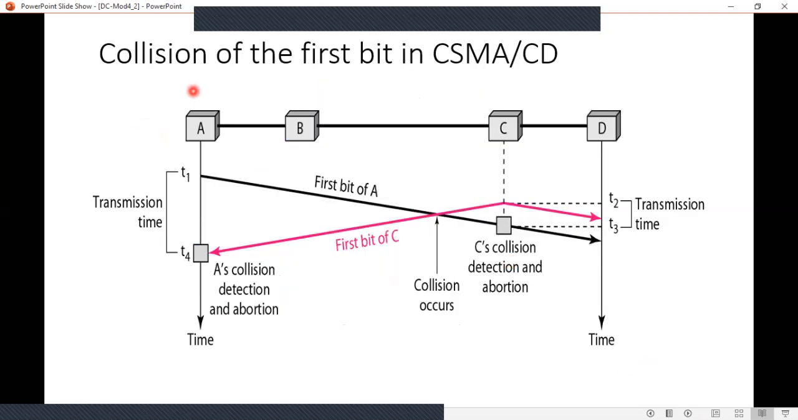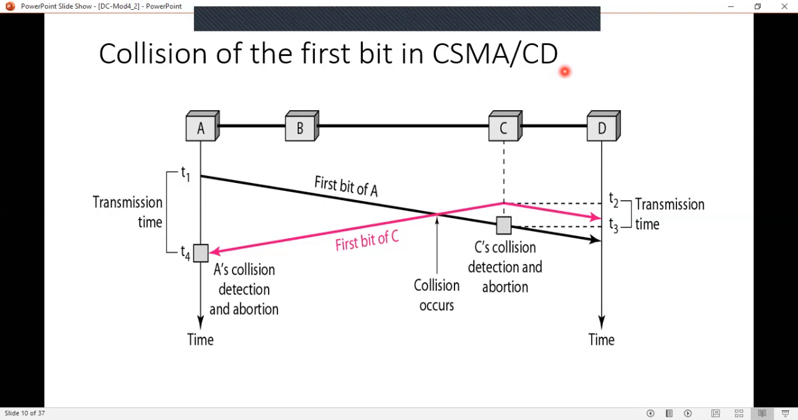Next is collision of the first bit in CSMA/CD, the third random access protocol. The first random access protocol is Aloha. The second one is CSMA, that is carrier sense multiple access. Now the third random access protocol is carrier sense multiple access with collision detection.